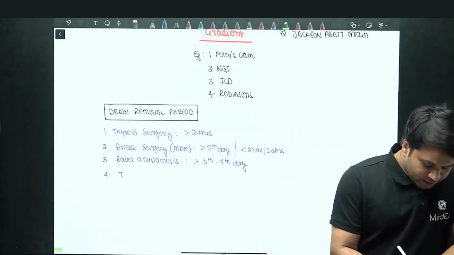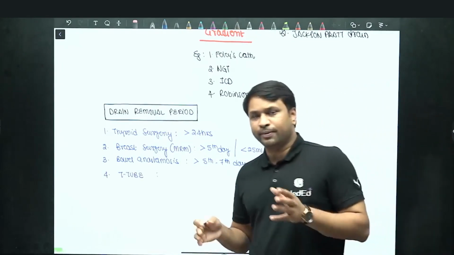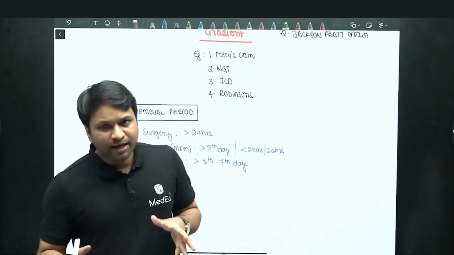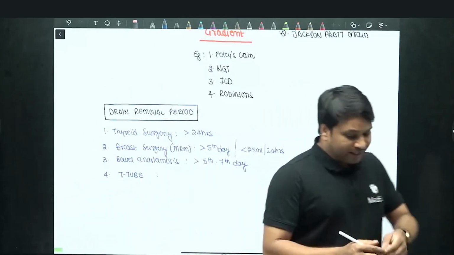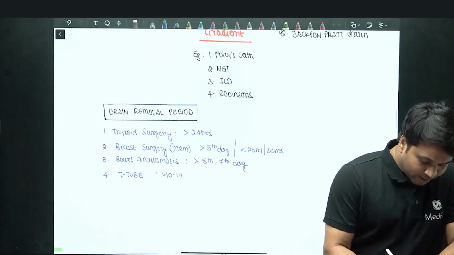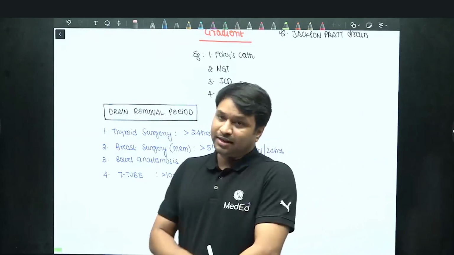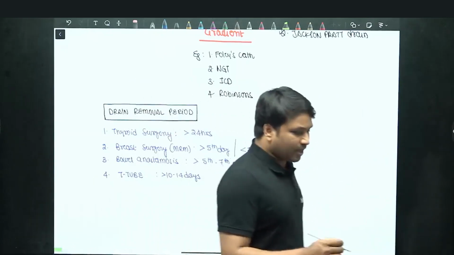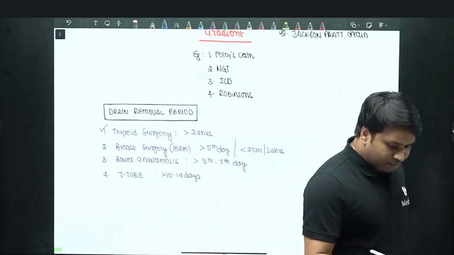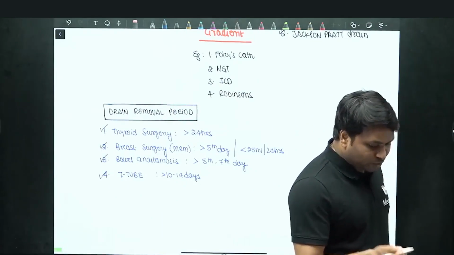A T-tube is placed when you're doing a CBD exploration and when you're doing a bile duct injury repair, any component, we'll be putting a T-tube. The T-tube should be kept a minimum of 10 to 14 days. So I can remove after 10 to 14 days because I want the tract to get matured, and that takes around 10 to 14 days. So thyroid surgery is after 24 hours. Breast is going to be after 5th day. Bowel anastomosis 5th to 7th day. T-tube is 10 to 14 days.